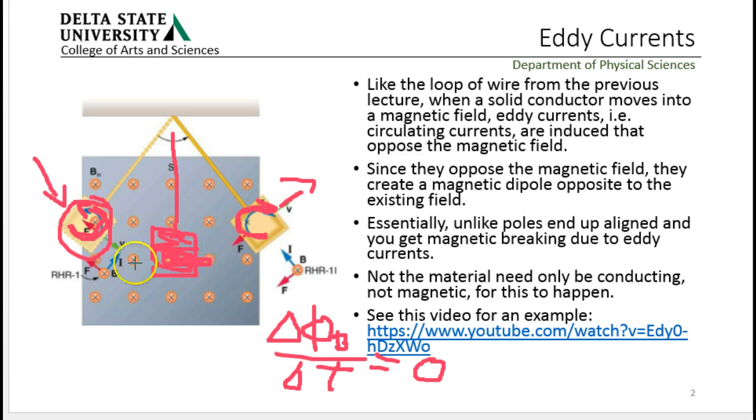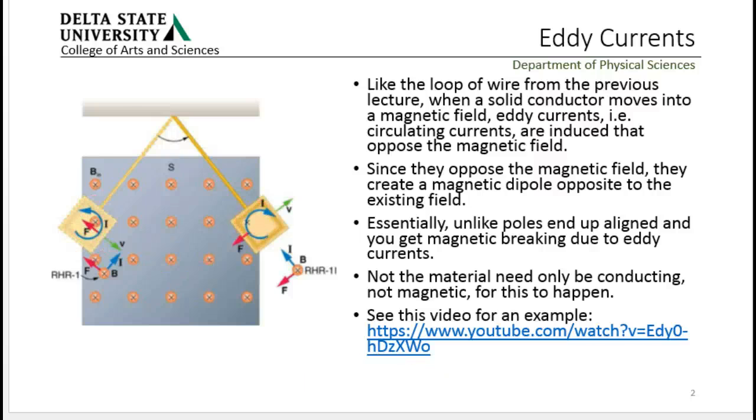This magnetic braking happens when you swing into, in this case, into the field. And what you would see is the velocity of this quickly go down. Now, this doesn't have to be a magnetic material, it only has to be a conducting material. If you want to see this in a YouTube video, just follow the link down here and you'll see a great example of this magnetic braking happening.